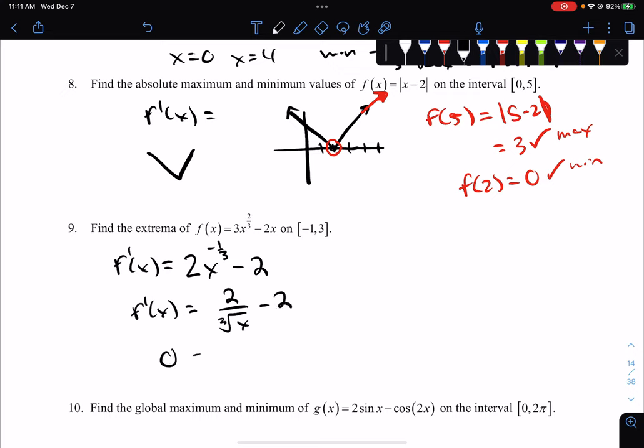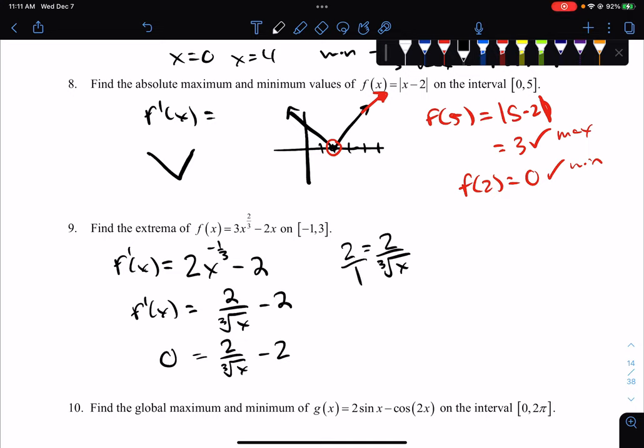So if I want that to equal 0, 2 over the cube root of x minus 2, I'm going to add 2. So 2 equals 2 over the cube root of x. In order to solve this, for these sides to be equal, that would mean this 2 has to be over a 1.